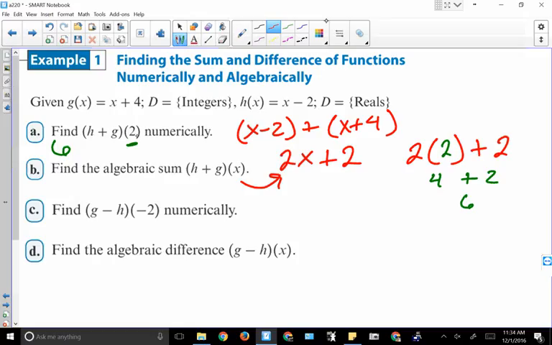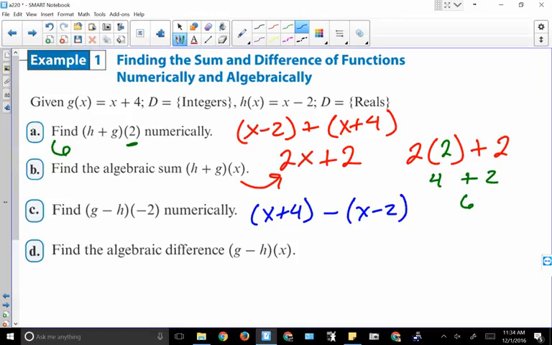If I plug in 2 here, what is 2 plus 4? 6. If I put 2 in here, what is 2 minus 2? 0. What's 6 plus 0? 6. That's the number I got over here. So what happens if I want to find g minus h? What was g again? g is x plus 4 minus what is h? h is x minus 2.